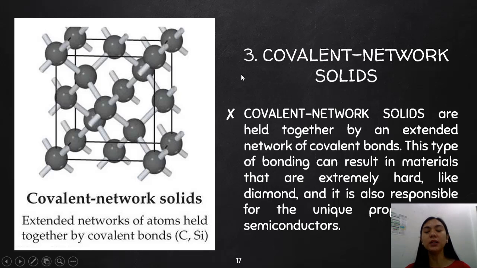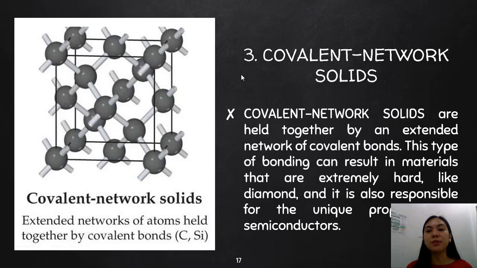And you have the third one, covalent network solids. They are held together by an extended network of covalent bonds. When we say covalent bonds, the electrons are shared by the two elements. In an ionic bond, the electron is given up; however, in a covalent bond, they share the electron.